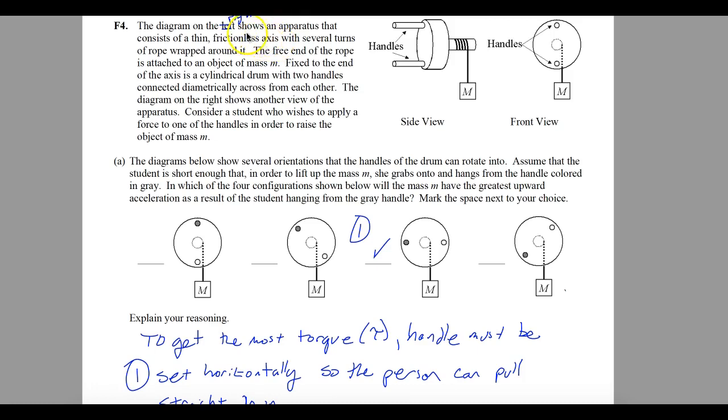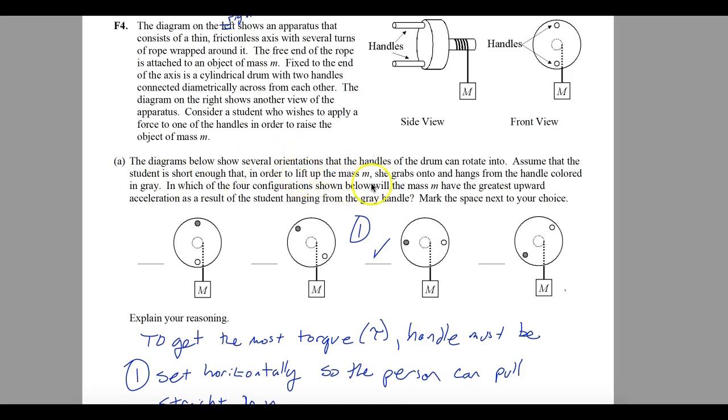So I changed that. It shows an apparatus that consists of a thin frictionless axis with several turns of rope wrapped around it. So you'll see the rope there. There are 2 handles. You can use the handles to apply a force in order to raise the object of mass m. You apply a little force to turn this thing and make it go up. So the work here is equal, but the force that you use is a lot less.